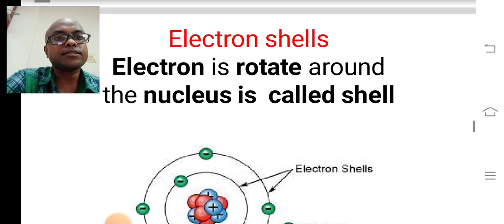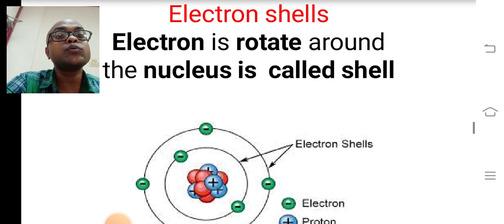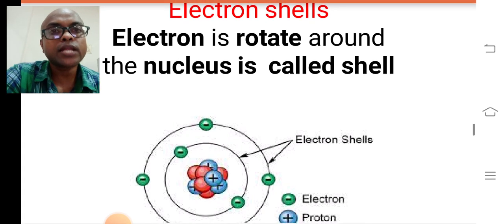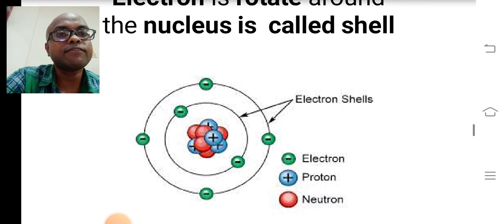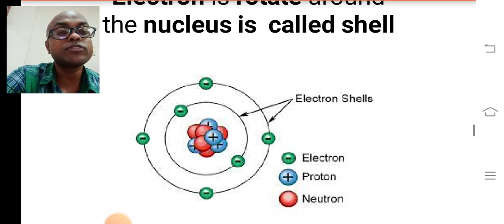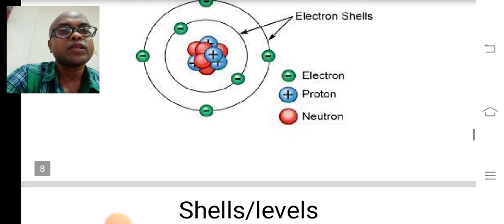Next one is the electron shell. The electrons rotate around the nucleus in what is called a shell. The electron shells cover the nucleus. The minus charge is the electron, the plus charge is the proton. The protons are found in the central region of the nucleus, and the electrons surround the nucleus. The neutrons are also found in the nucleus.